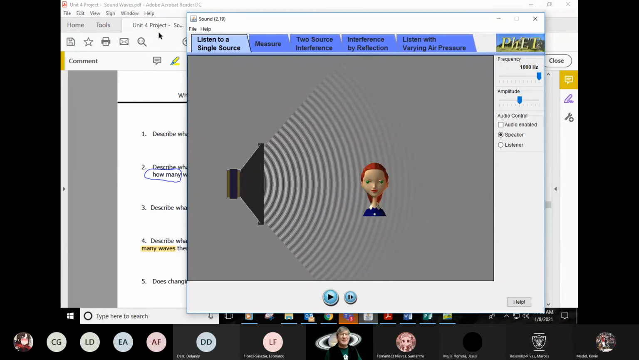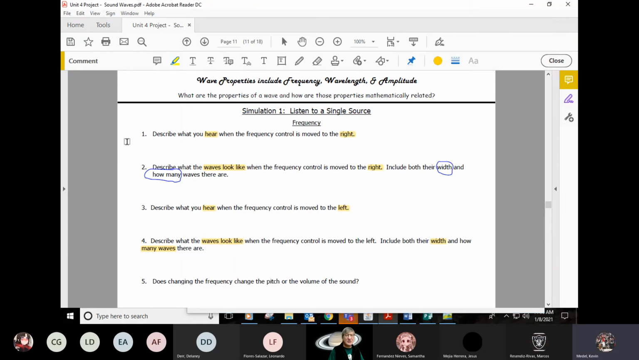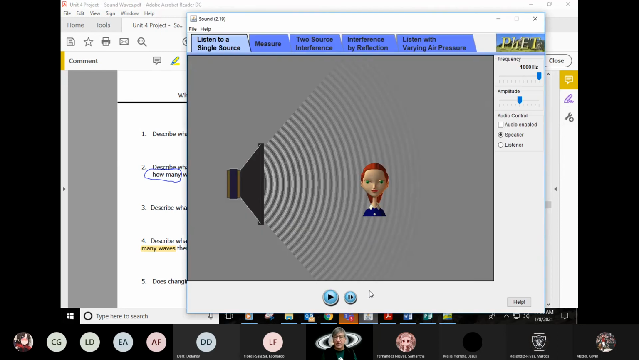Did we change the volume or did we change the pitch? It had a higher. Yeah. So describe what you hear. Now we're going to look at what the waves look like, right? So question 2, when I move it to the right, we're going to watch what happens. I want you to look for 2 things. What happens to the width of the wave and how many waves are being produced?